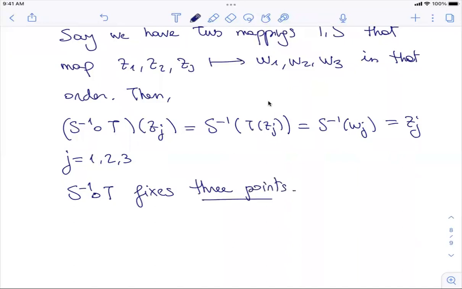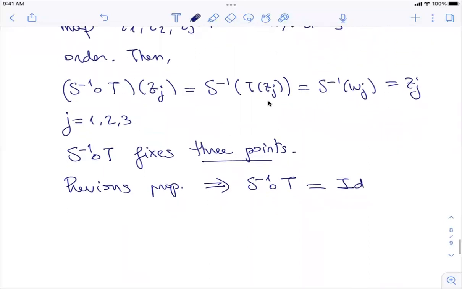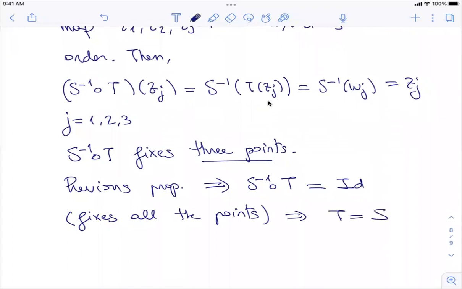Okay, and in the previous video, the previous proposition, we saw that there were only 3 possibilities: either it fixes 1 point, 2 points, or all the points. So the composition of T and S minus 1 fixes all the points. That only happens when it is the identity. Therefore, T and S must be the same.